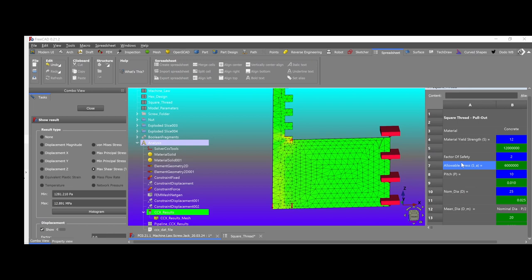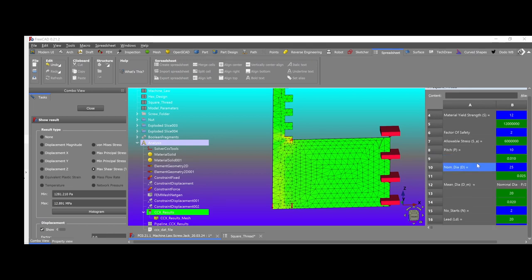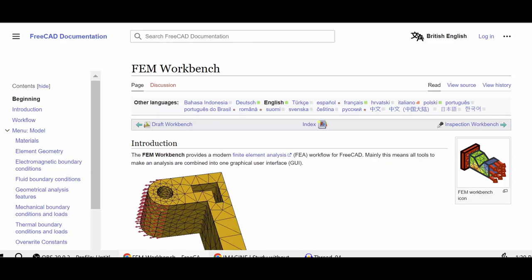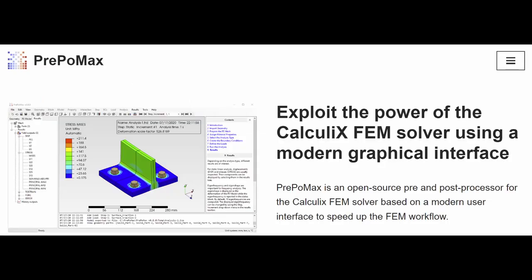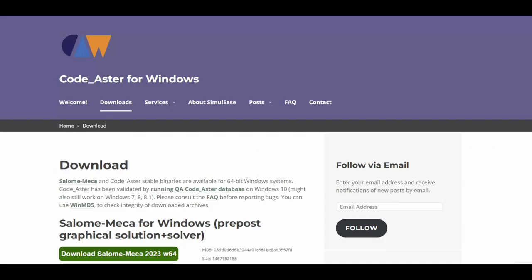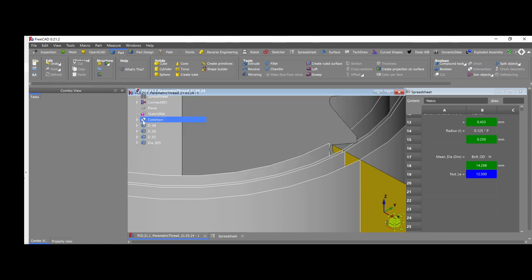These reasons are why FEA, finite element analysis, was developed in the first place. Everybody has free access to this tool in FreeCAD, the FEM workbench. There are other open source FEA programs which include PrePoMax and Salome-Meca with Code_Aster, which are more complex solvers. There may be more, but these are the ones I know about.